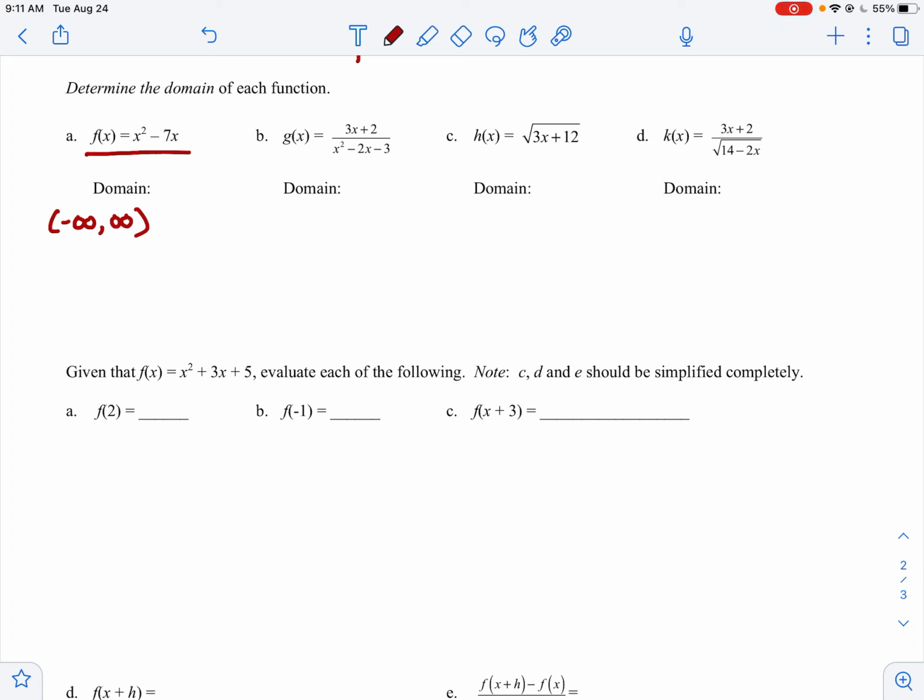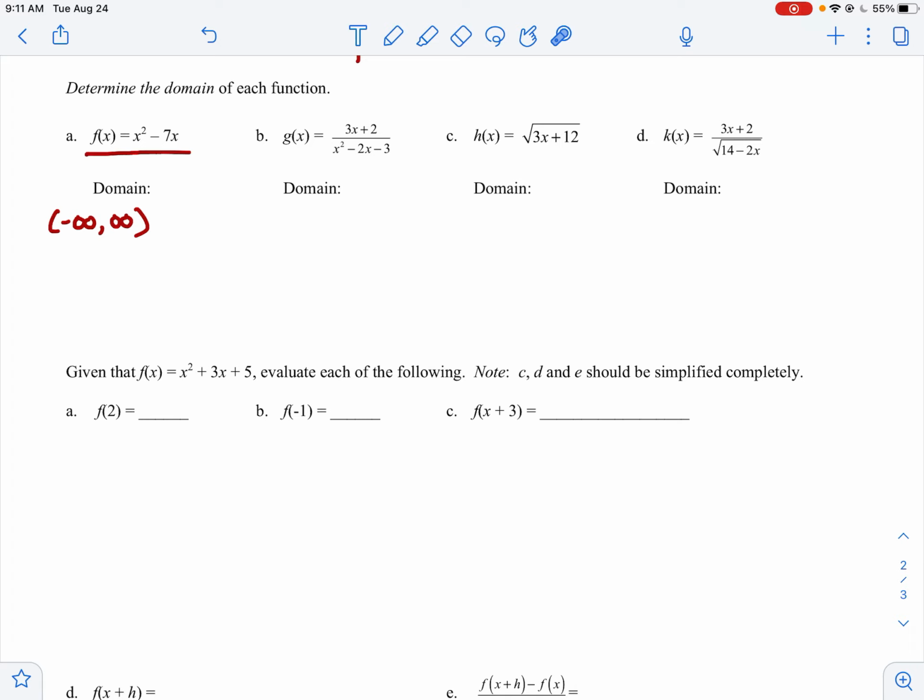And then the question is, are there any problems? Like, is there any number out there that I can't square and subtract 7 times that number? No, right? I can do that to any number and it's going to work. So the domain is truly everything, okay? And then I look at the next example and say, okay, well, what about this? Can I plug anything into this function? Like, can I plug in a number, multiply it by 3 and add 2? Yeah, pretty much anything you can do that to. And what about the bottom here? Can I square a number, subtract 2 times that number, and then subtract 3? Yeah, that seems okay.